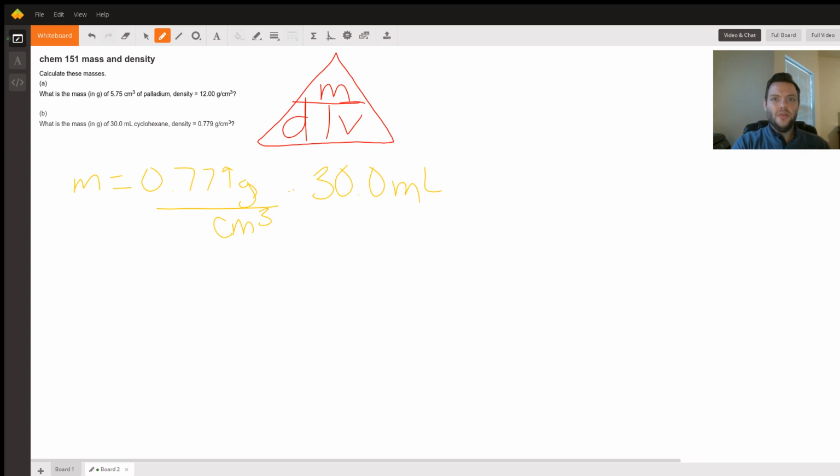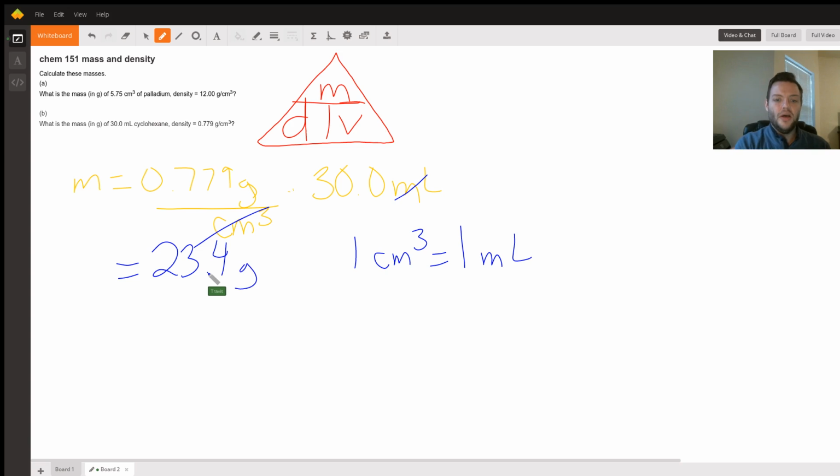In order to cancel two things out, in math, they have to be the same. Well, in this case, they just so happen to be that way. 1 centimeter cubed is 1 milliliter. Since those two are the same quantity, we can cross off those units, meaning that to find our mass, it'd be 30 times 0.779, leaving us with 23.4 grams of cyclohexane. Again, limited to 3 significant figures because this quantity has 3 significant figures and this quantity has 3.